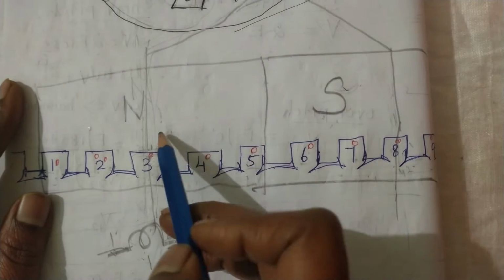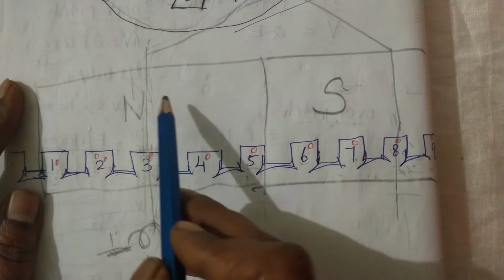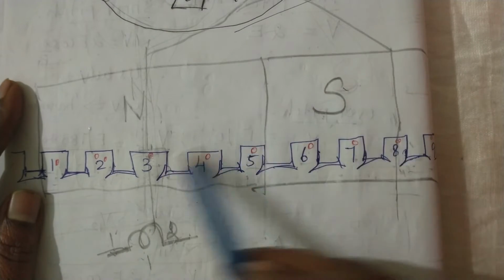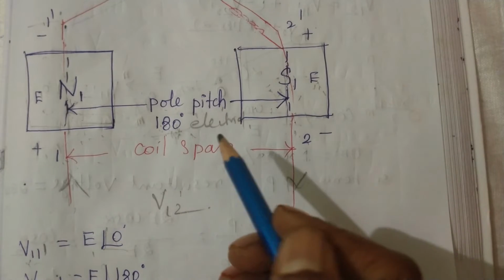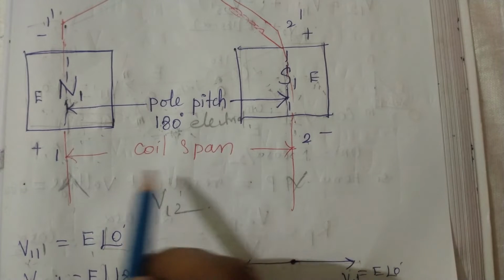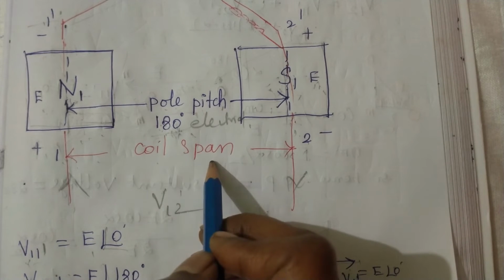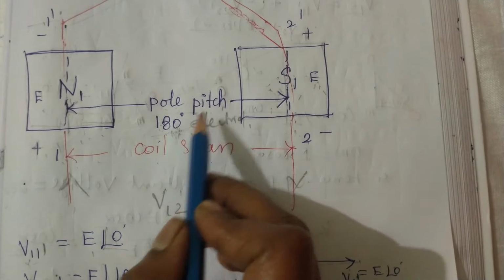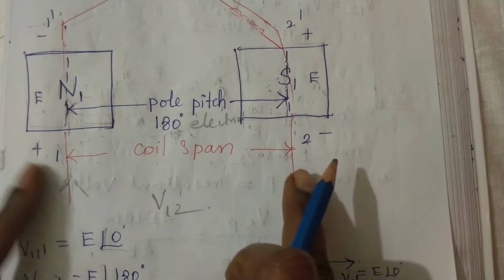And if you look at the displacement between the two conductors, you can see it is lying exactly in the middle of the two poles. So we can say, in the full pitch concept, the coil span is equal to full pitch, because it is 180 degrees. Both conductors are displaced by 180 degrees.